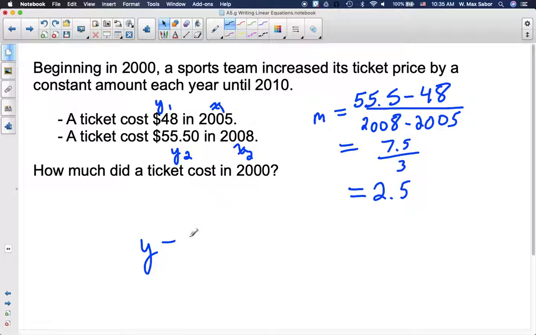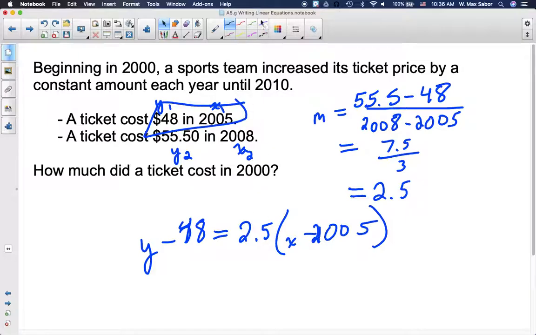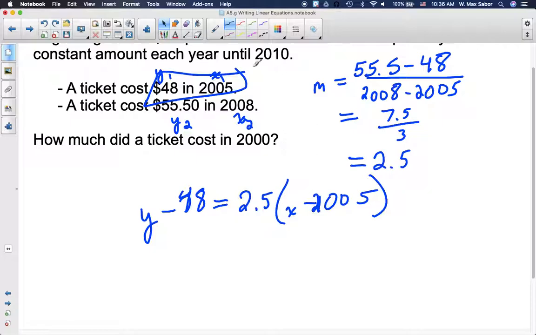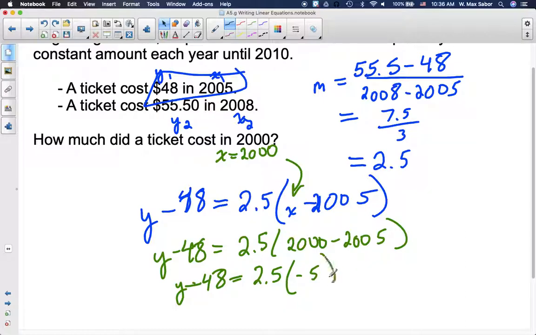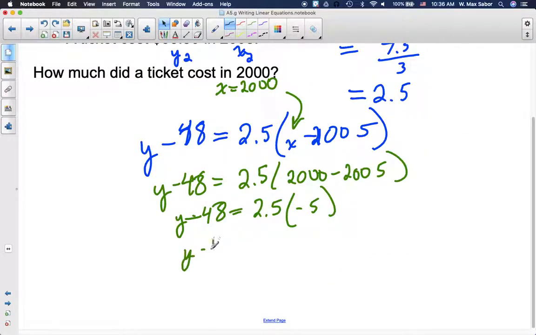So y minus 48 equals 2.5 times x minus 2005. So this is point-slope form from that. However, if you want to actually answer the question, what we can do is we can say this is when x equals 2000. So we'll put in 2000 for x. y minus 48 equals 2.5 times 2000 minus 2005. So y minus 48 equals 2.5 times negative 5. y minus 48 equals negative 12.5.